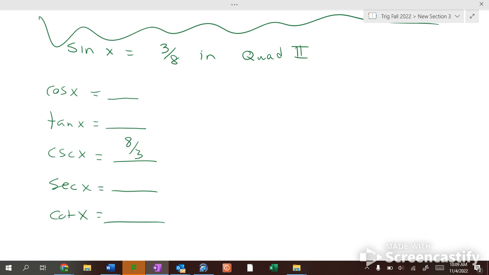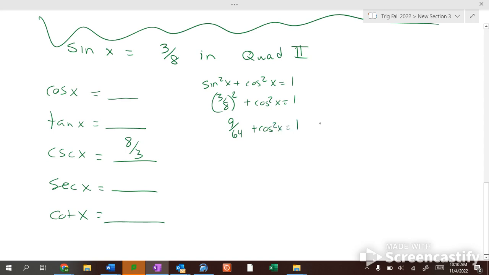Now, we're going to use a Pythagorean identity to find cosine. We know that sine squared of x plus cosine squared of x equals 1, right? We already know sine is 3/8. So 3/8 squared plus cosine squared of x equals 1. What's 3/8 squared? 9 over 64. If we subtract 9/64 from each side, 1 is 64/64. 64/64 minus 9/64 is 55/64, correct?